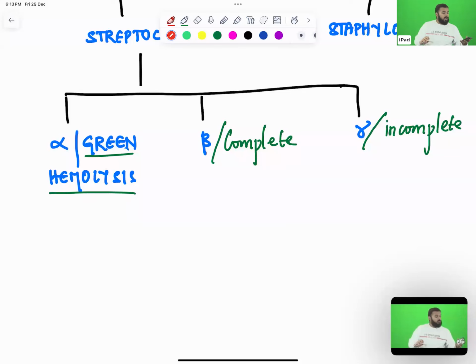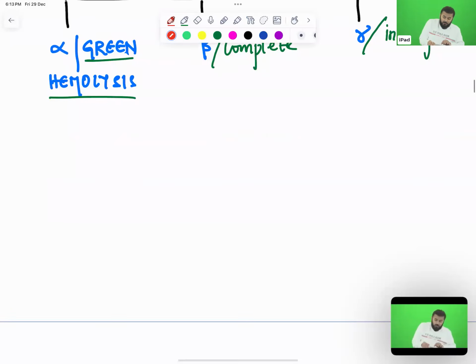Now coming to this alpha hemolysis, what are the important things you need to know? Give me a second. What are the important things you need to know? Within this alpha hemolysis, all of you can look at your comments now. Yesterday there was some problem, now is it sorted?